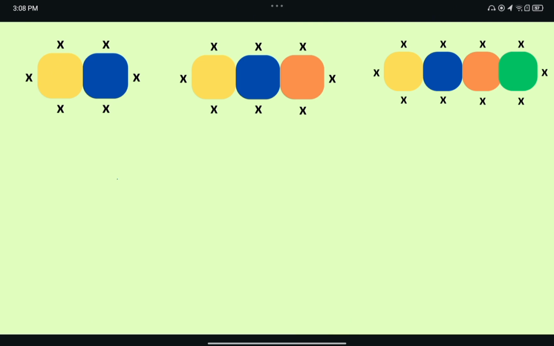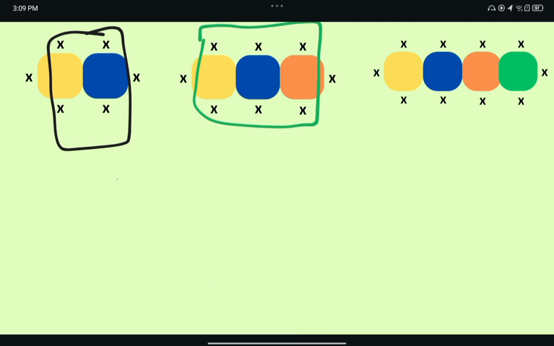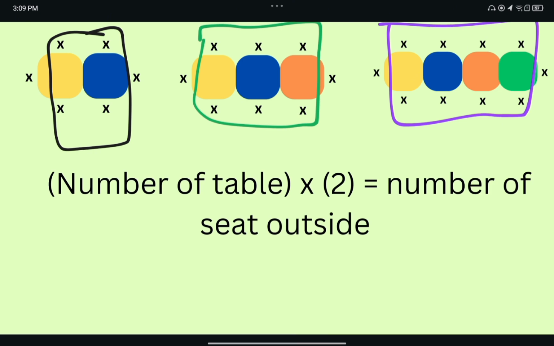Okay, now, we can look at the 3 examples that we used and really come up with some kind of pattern or plan that can get us to the number of seats with 20 tables. So, if we look at the 2 tables, we see that the 2 tables have 4 seats outside. So, for 3 tables naman, there are 6 seats along the outside. And for 4 tables, there are 8 seats along the outside. So, what does it tell us? So, ang ibig sabihin nito ay the number of tables times 2 will give us an answer on how many seats are on the outside.